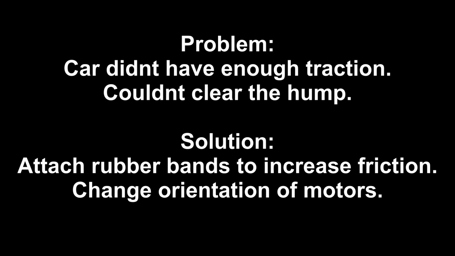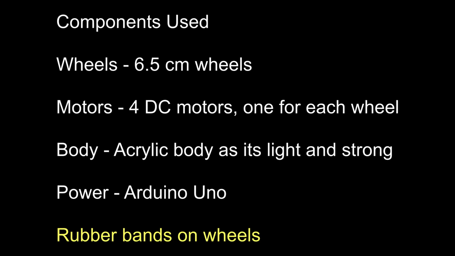The problems we faced were the car did not have enough traction and couldn't clear the hump. The solution we came up with was to attach rubber bands to increase friction and also change the orientation of motors to make them face vertically instead of horizontally to increase ground clearance. The only component change in our second version was that we added rubber bands on the wheels for extra traction.